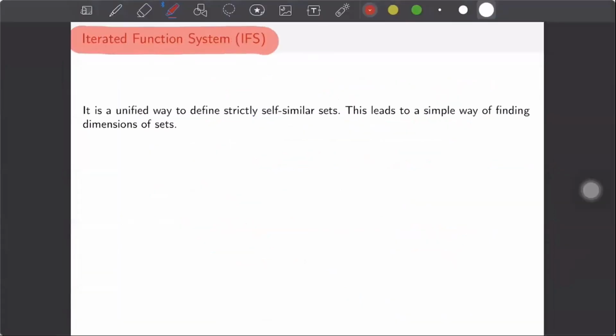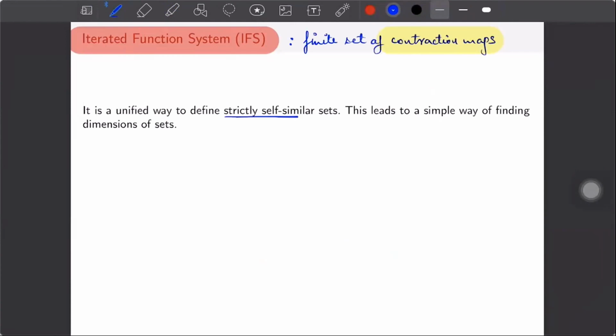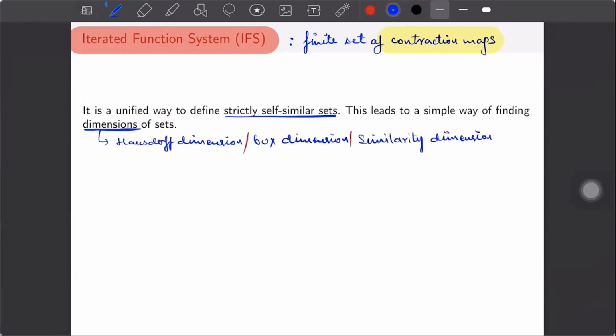Okay, so now let us talk about iterated function systems. Iterated function systems are a method of constructing fractals. It is a finite set of contraction maps on a complete metric space. So it is a unified way of defining strictly self-similar sets. This leads to a simple way of finding the dimensions of the set. When I mention the dimension of the sets, I generally imply Hausdorff dimension, but we can also talk about the similarity dimension as well as the box dimensions of a set.